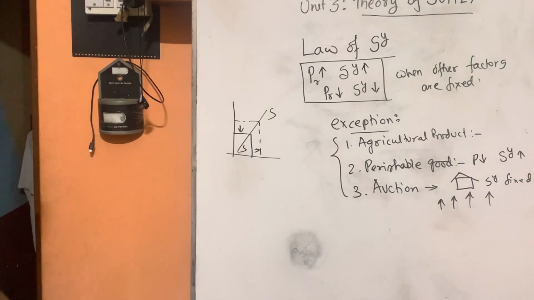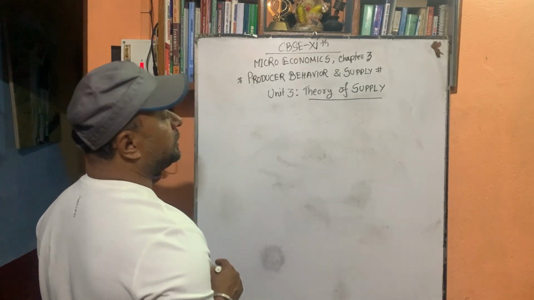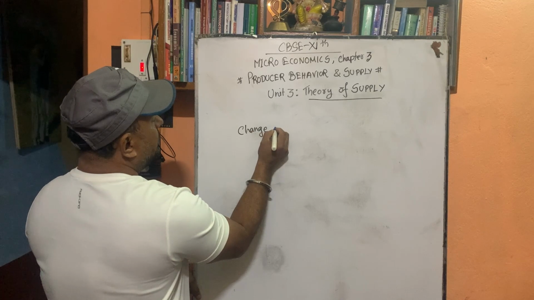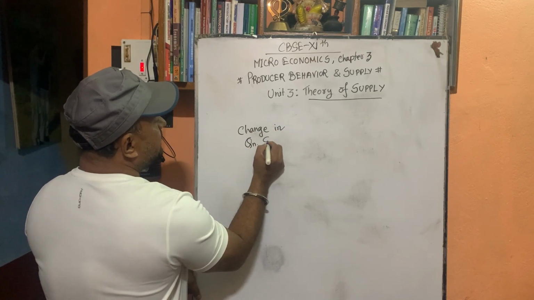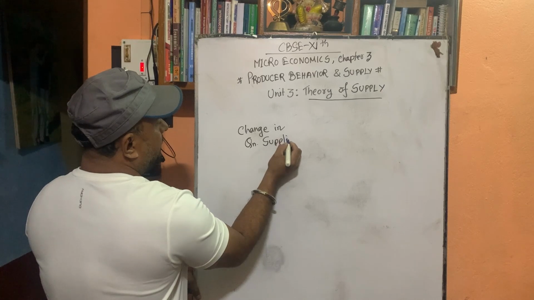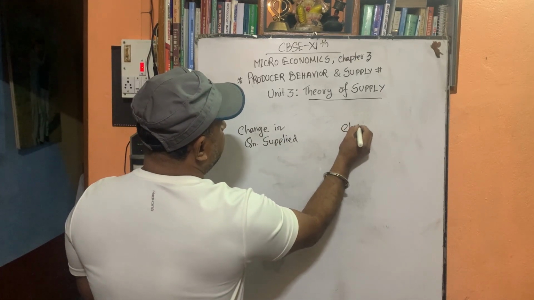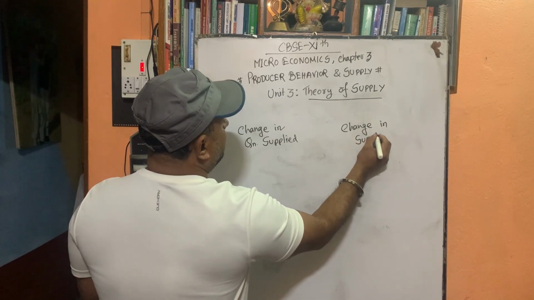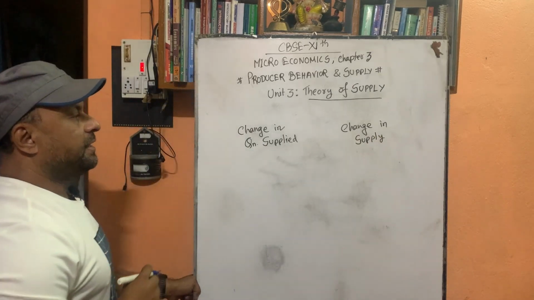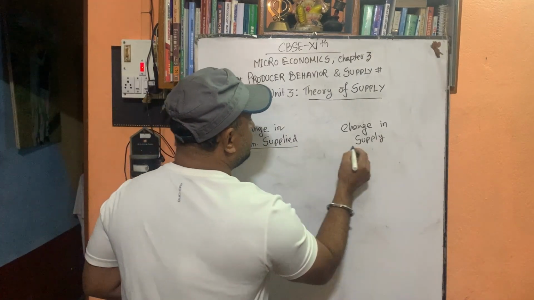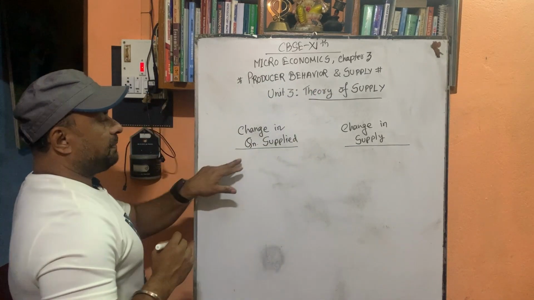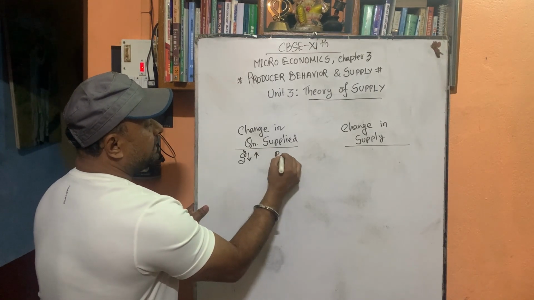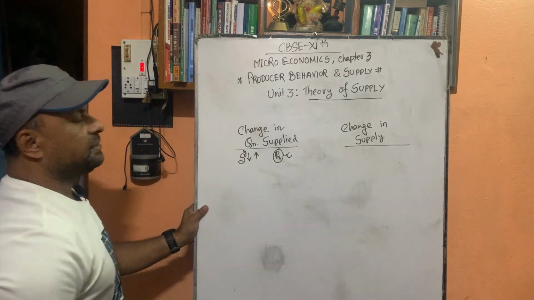Okay. Now two important topics related with the theory of supply. These are change in quantity supplied and another one is change in supply. Change in quantity supplied, change in supply. Change in quantity supplied means when the supply of a good changes due to change in the price. This is change in quantity supplied.